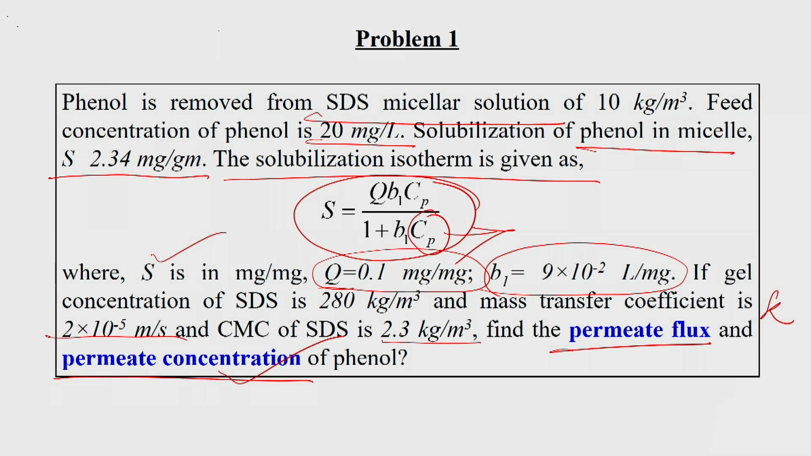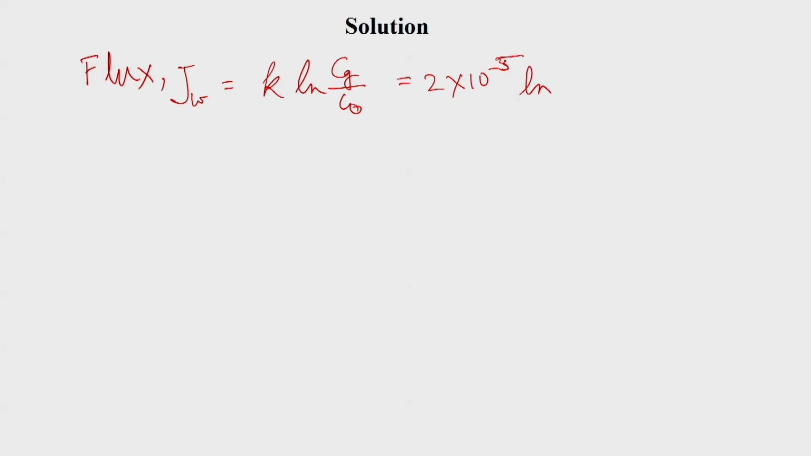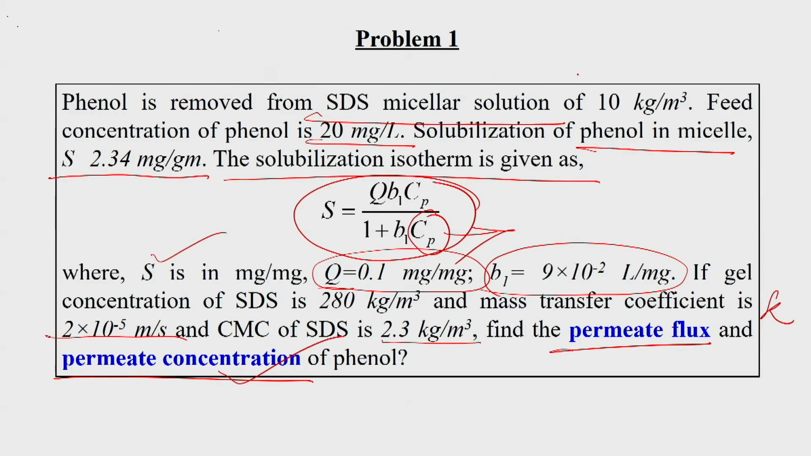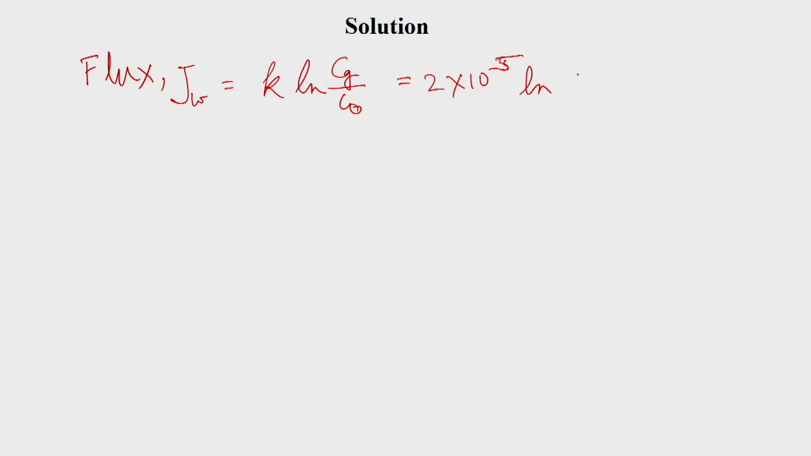So, here as a gel layer actually is formed, gel layer concentration is given. So, we will be using this gel layer theory, flux Jw will be equal to K into Ln Cg by C0. K is given as 2 into 10 to the power minus 5 and Cg is 280 kg per meter cube, divided by C naught is equal to 10. So, flux is coming out as 6.66 into 10 to the power minus 5 meter cube per meter square second or meter per second. So, the first problem is very straightforward.